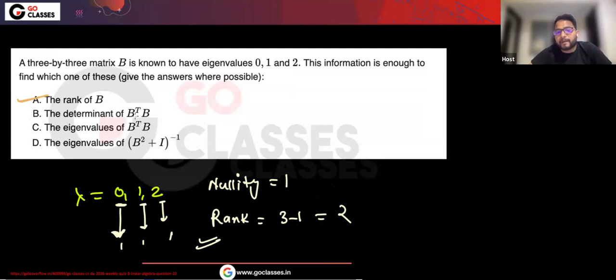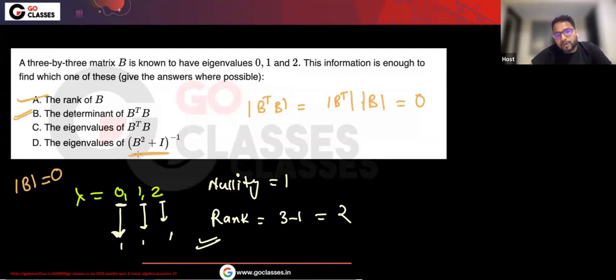What about determinant? Determinant of B. Can you tell me the determinant of B? If one of the eigenvalues is 0, then if you multiply these eigenvalues, the determinant will be 0 only. Then what about determinant of B transpose B? It will be determinant of B transpose into determinant of B, which is just 0 only. So determinant also you can find out.